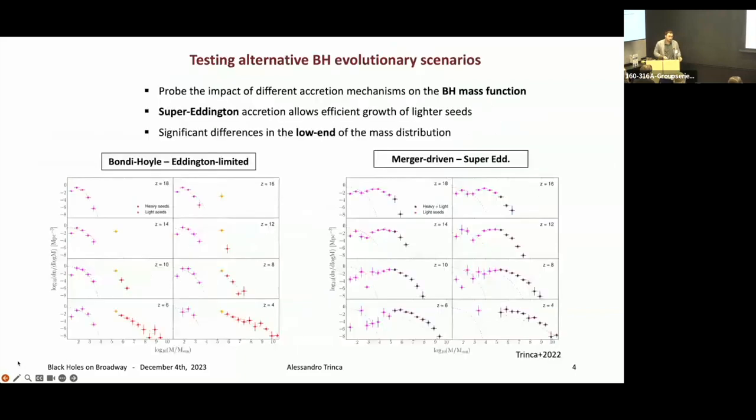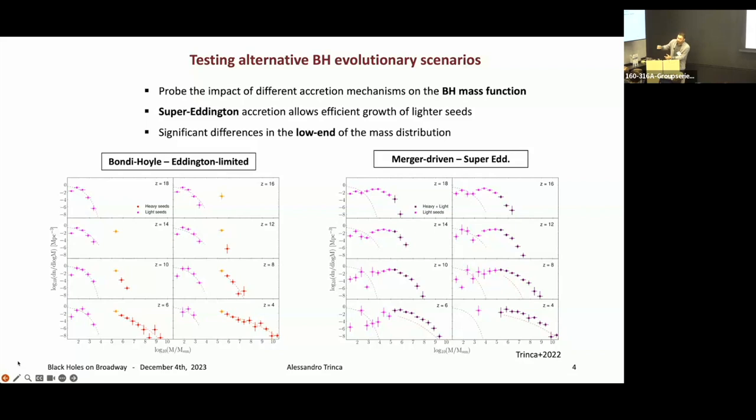We used this model lately to see what is the actual impact of different potential accretion histories in the building up of the population of massive black holes, and in particular on the black hole mass function. You can see here on the left the evolution of the black hole mass function from redshift 18 down to redshift 4. Assuming a standard Bondi-Hoyle Eddington-limited scenario, the high mass end of the distribution is built up basically on heavy seeds, since lighter seeds are not able to grow efficiently across cosmic times.